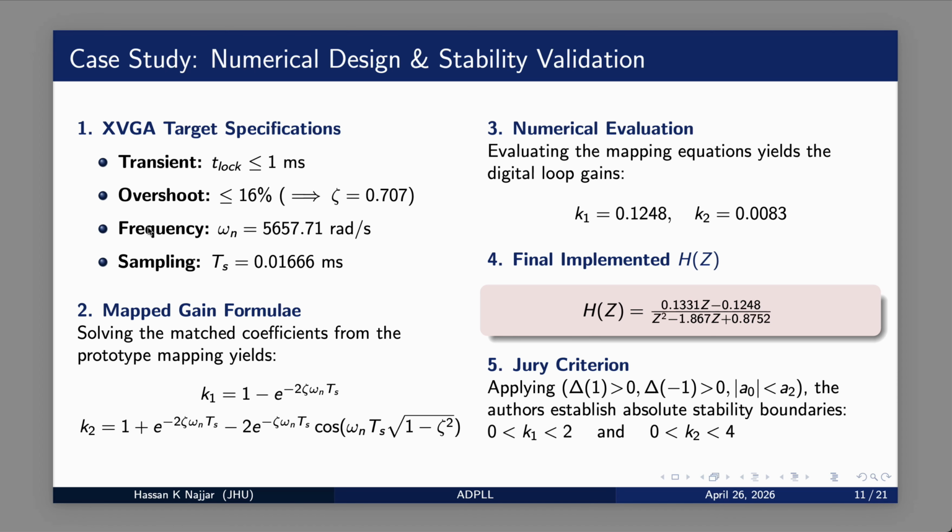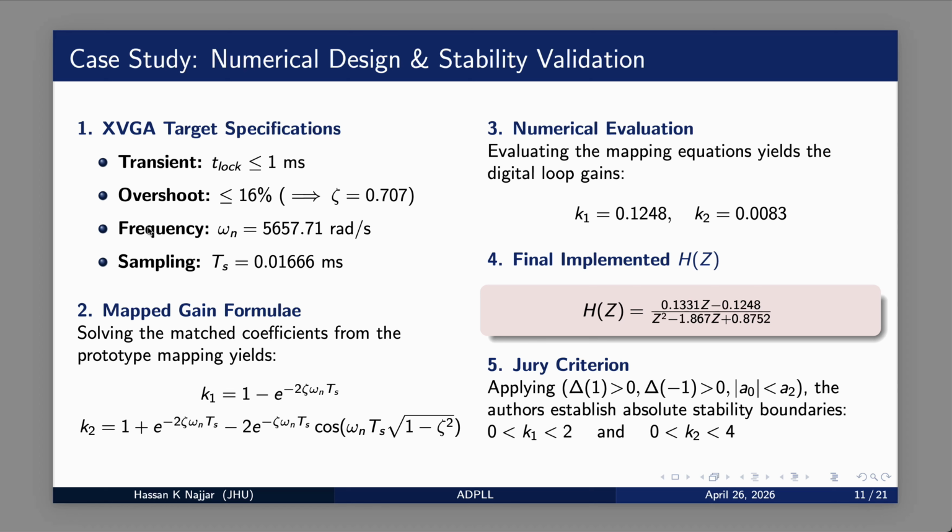Using the XVGA design targets, as shown on the left-hand side, the paper computes omega sub n equals 5657.71 radians per second, and then derives K1 equals 0.1248 and K2 equals 0.0083 from the mapped pole equations. Substituting those values into the implemented transfer function yields the final closed loop model presented in the case study.